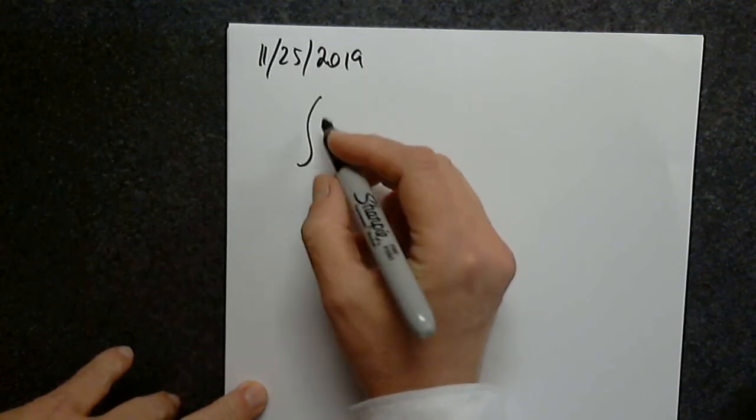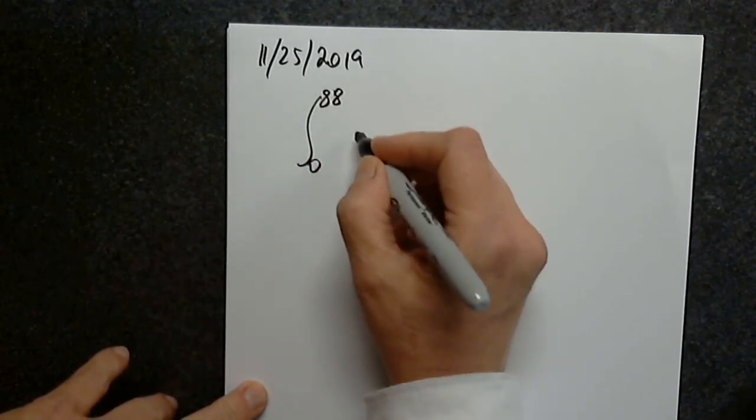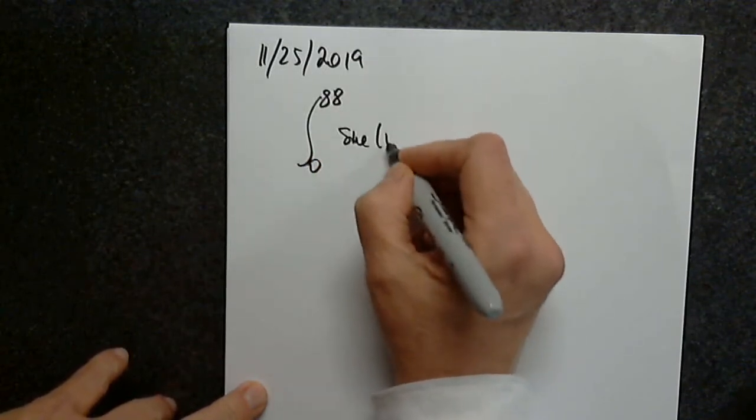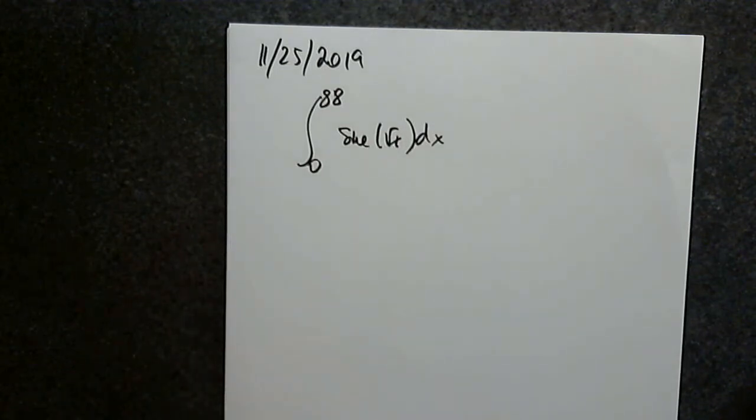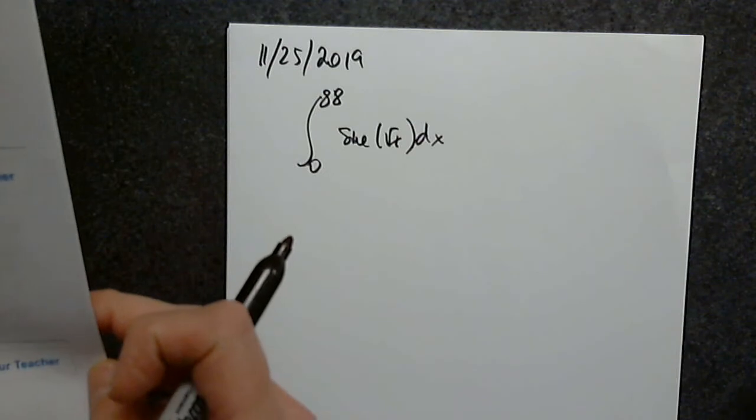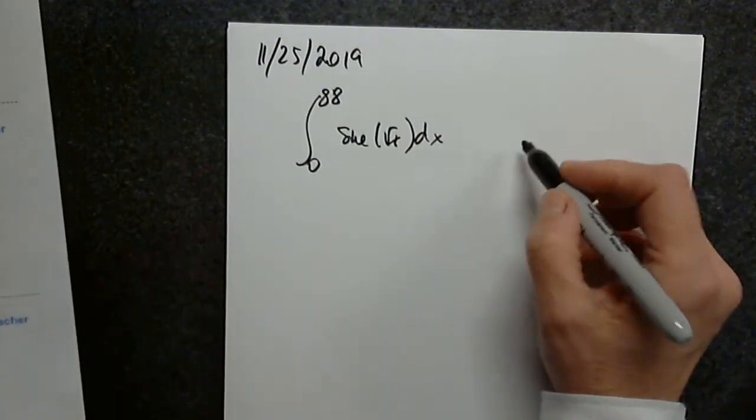So we have the integral from 0 to 88 of sine of the square root of x dx, with a given value of n, so we are told n equals 4. Approximate the integral. Round the answer to 4 decimal places. Okay, so remember how we do this.